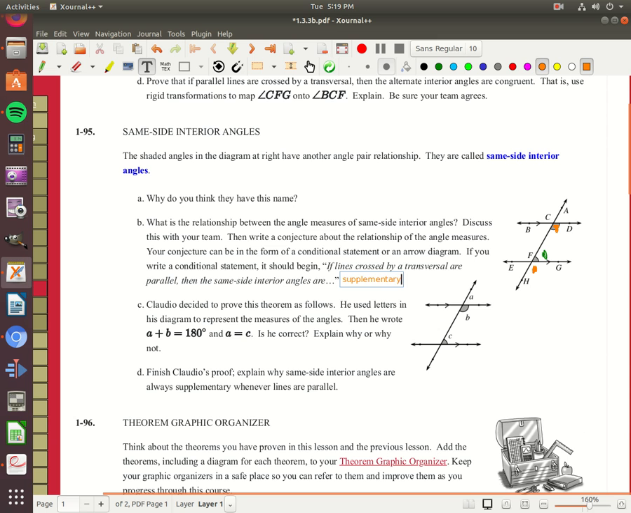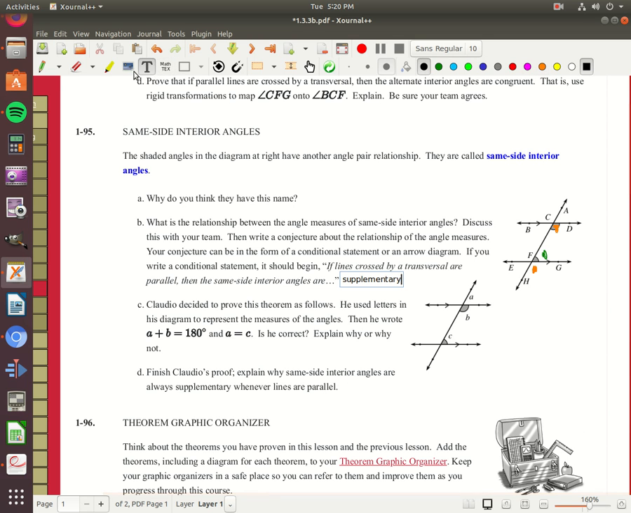Right? So Claudia decided to prove his theorem as follows. He used letters in his diagram, and then he wrote A plus B equals 180. They're supplementary. A equals C. Is he correct? Yeah, A equals C because they're corresponding angles. It says finish his proof. Explain why same side interior angles are supplementary.